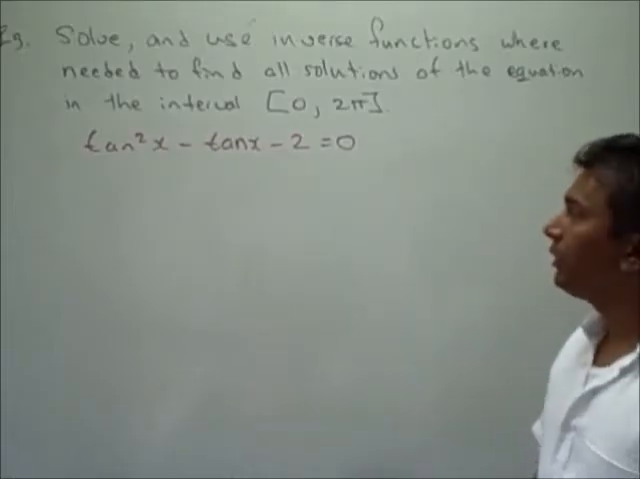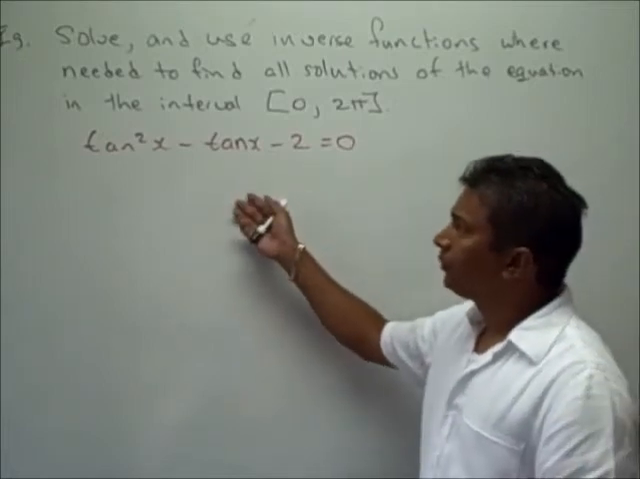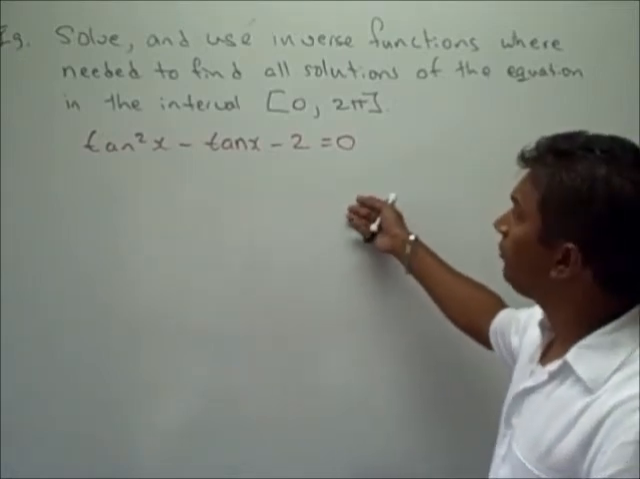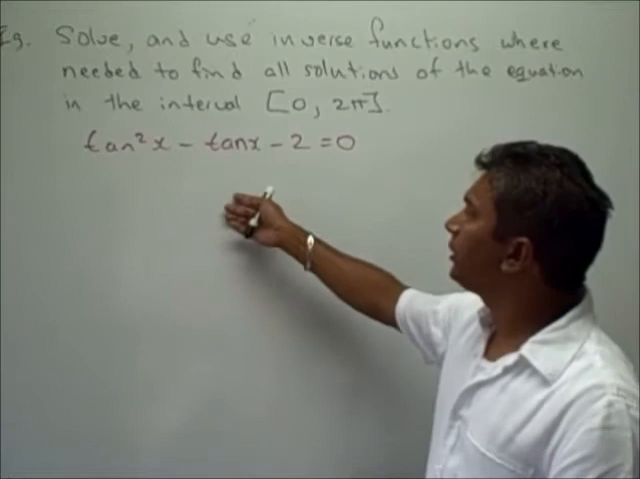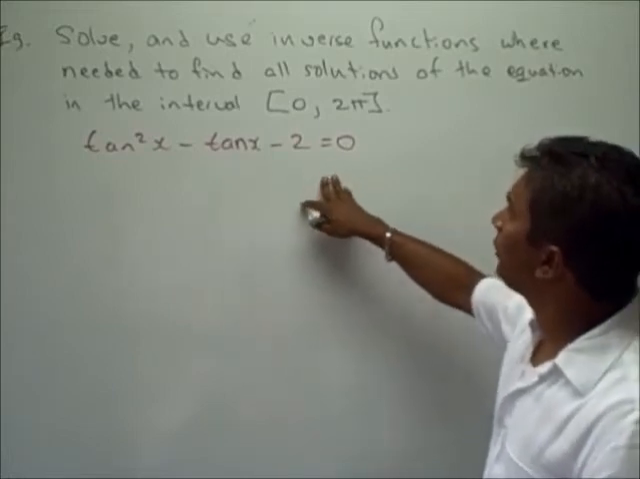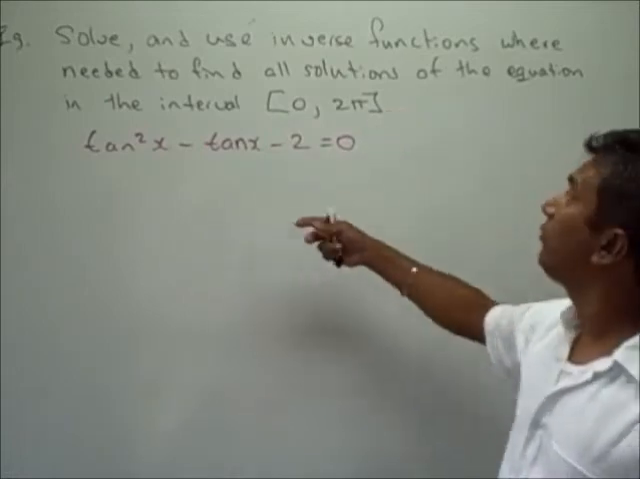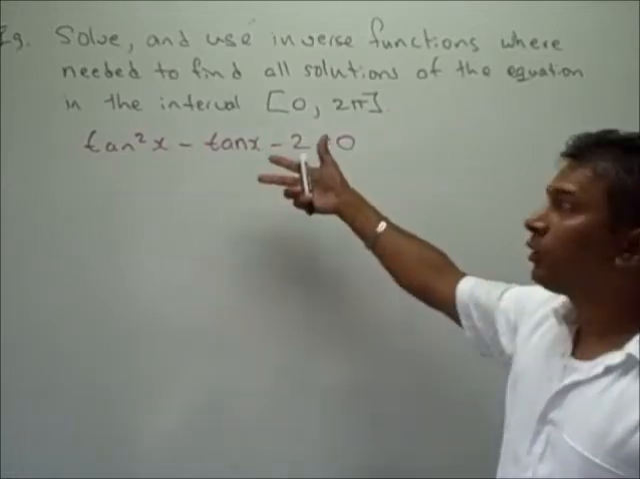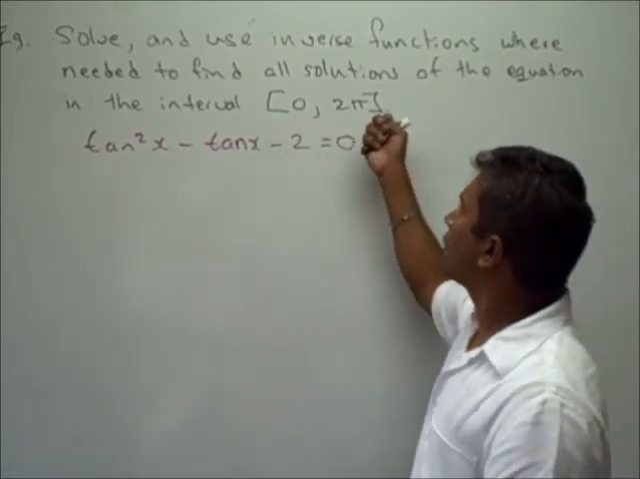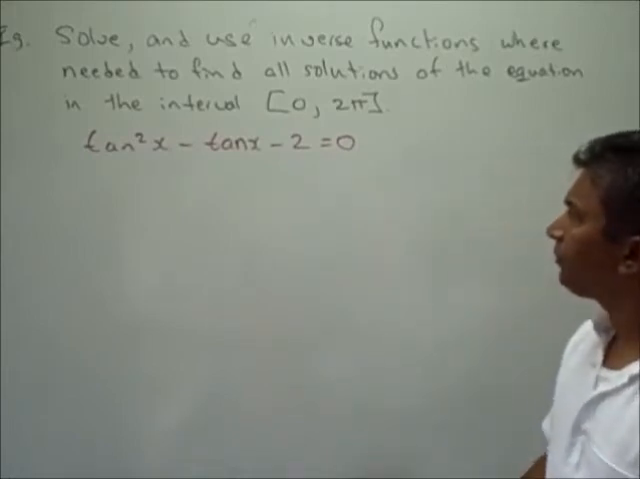Here we have another equation, quadratic in form. However, this time, this one can be factored. So we're going to use factorization techniques to solve this equation. We're also told to use inverse functions where needed to find all solutions, and our solutions are in the interval of 0 to 2 pi.